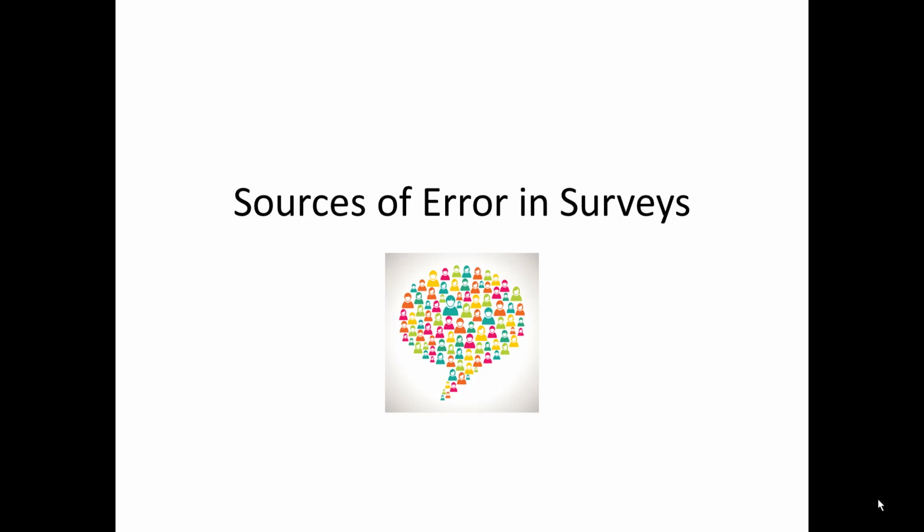In the last module, we looked at the various contact methods used in surveys. In this module, we will look at some of the sources of error that arise and their remedies. First, we need to understand what is meant by error in the context of a survey.